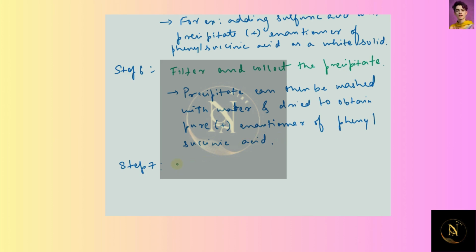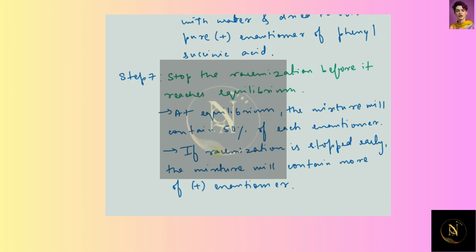Step 7 is to stop the racemization before it reaches equilibrium. That is, at equilibrium, the mixture will contain 50% of each enantiomer. If racemization is stopped early, the mixture will contain more of the plus enantiomer. So this is the key process to obtaining more than 50% of the plus enantiomer.